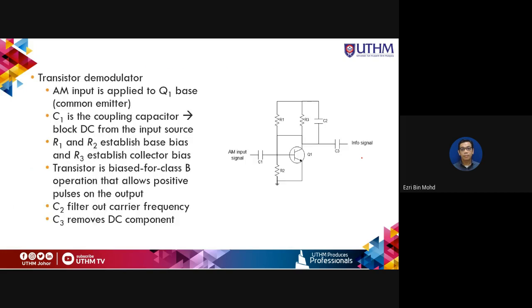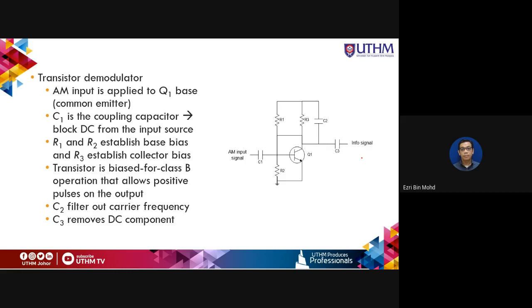Okay, we also have a transistor demodulator. In the transistor demodulator, the EM input is applied to the Q1 base. C1 is the coupling capacitor. The function of C1 is to block the DC component from the input EM signals.